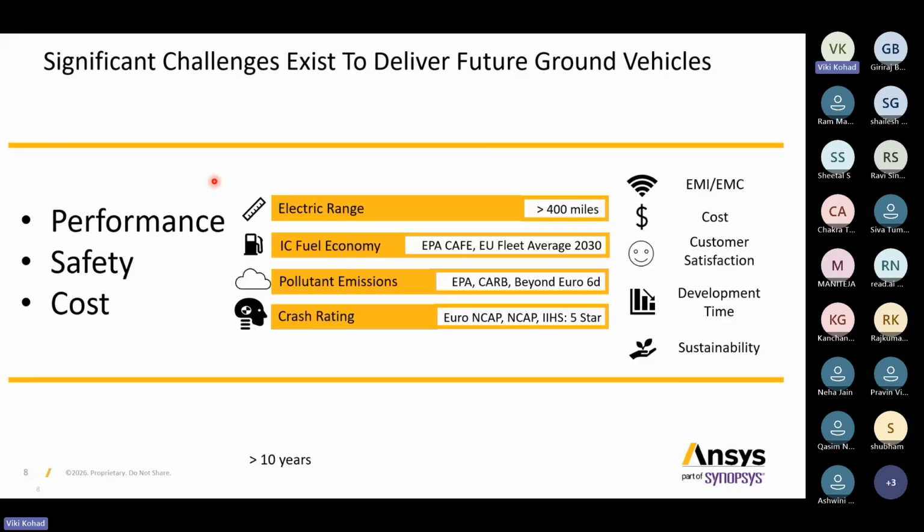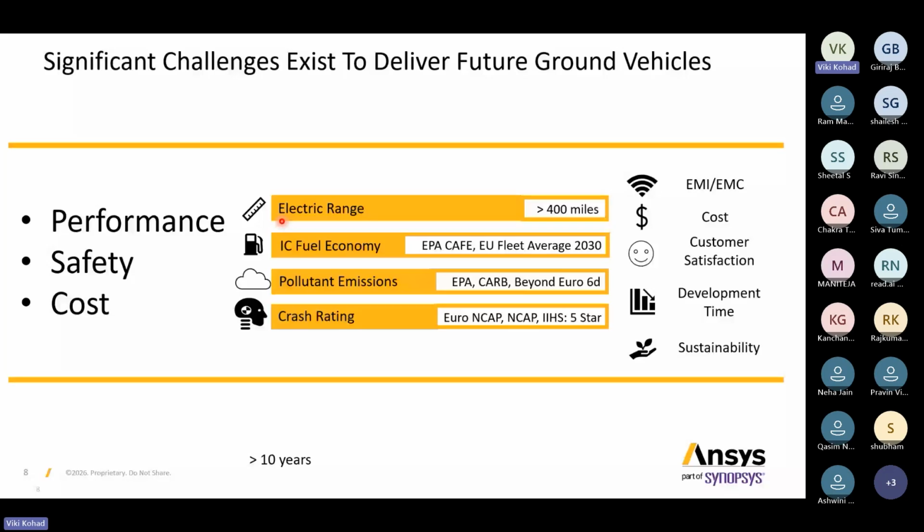Whenever we talk about the automotive industry, we have to talk about the challenges. Right now, electric range is one challenge for the adoption of electric vehicles. In India, a car with a good electric range gets about 350 to 400 kilometers, like the Tata Nexon. So if we have to increase the adoption rate, we have to increase that range.